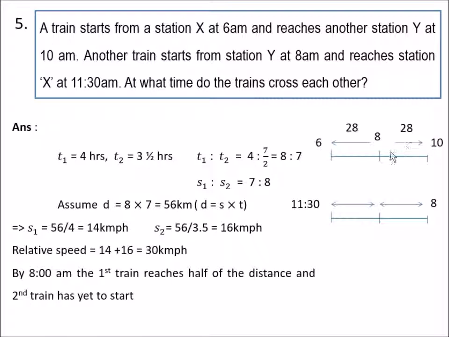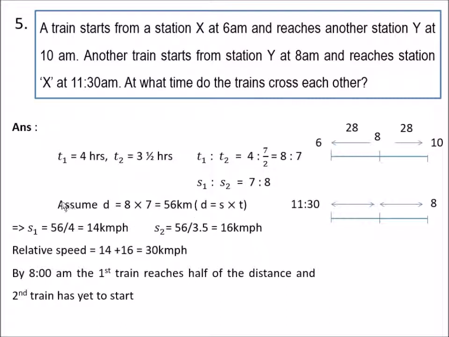So in the first case, the train has to travel from X to Y. So the total time taken is 4 hours. And in the second case, the total time taken is 3.5 hours. Therefore the ratio of T1 and T2 is 8:7. We know that if distance is constant, then time and speed are inversely proportional. So the ratio of their speeds is 7:8. And let us assume distance is equal to time into speed, that is 8 into 7, which gives 56 kilometers.